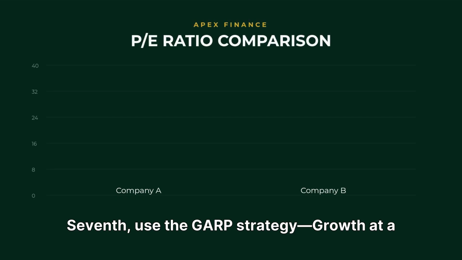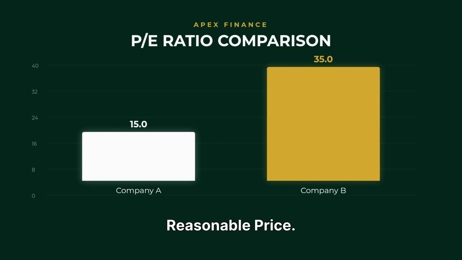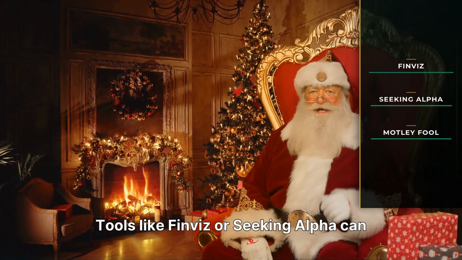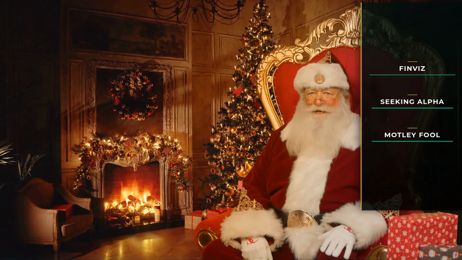Seventh, use the GARP strategy. Growth at a reasonable price. Find low PE ratios with high growth. Tools like Finviz or Seeking Alpha can help you screen for these hidden gems in the market.